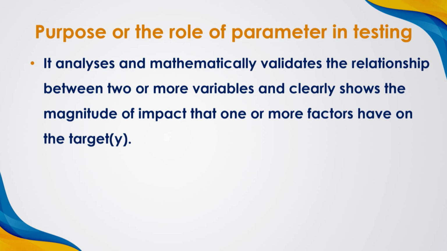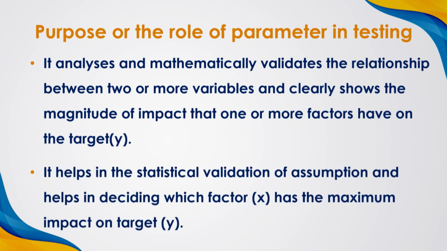Dear students, let us begin the second part of the lesson, in which we will discuss the detailed description of parametric hypothesis testing. The purpose or role of parametric testing is that it analyzes and mathematically validates the relationship between two or more variables and clearly shows the magnitude of impact that one or more factors have on the target. Further, it helps in the statistical validation of assumptions and in deciding which factor, that means x, has the maximum impact on target y.